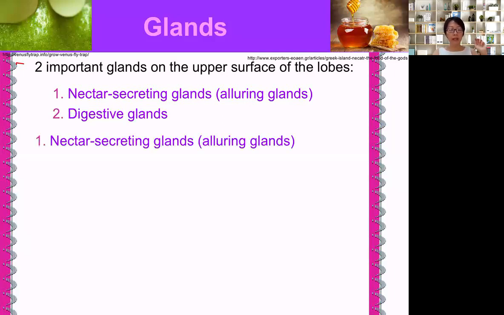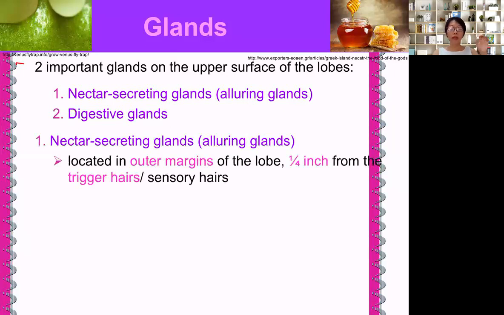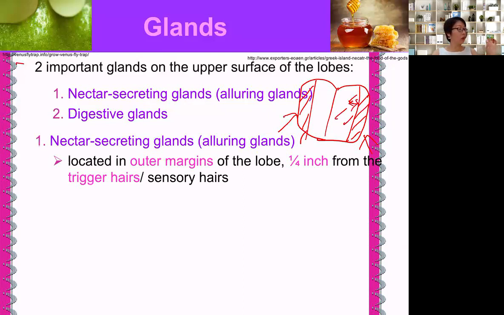So the nectar secreting glands or alluring glands are located at the outer margins of the lobe, about 1/4 inch from the trigger hairs. That means these are the two lobes, this is the margin with spines, and they are located at the outer margin of the lobe. They will secrete the nectar, and all these are located about 1/4 inch from the trigger hair. We have trigger hair here, so from here to here is about 1/4 of an inch.